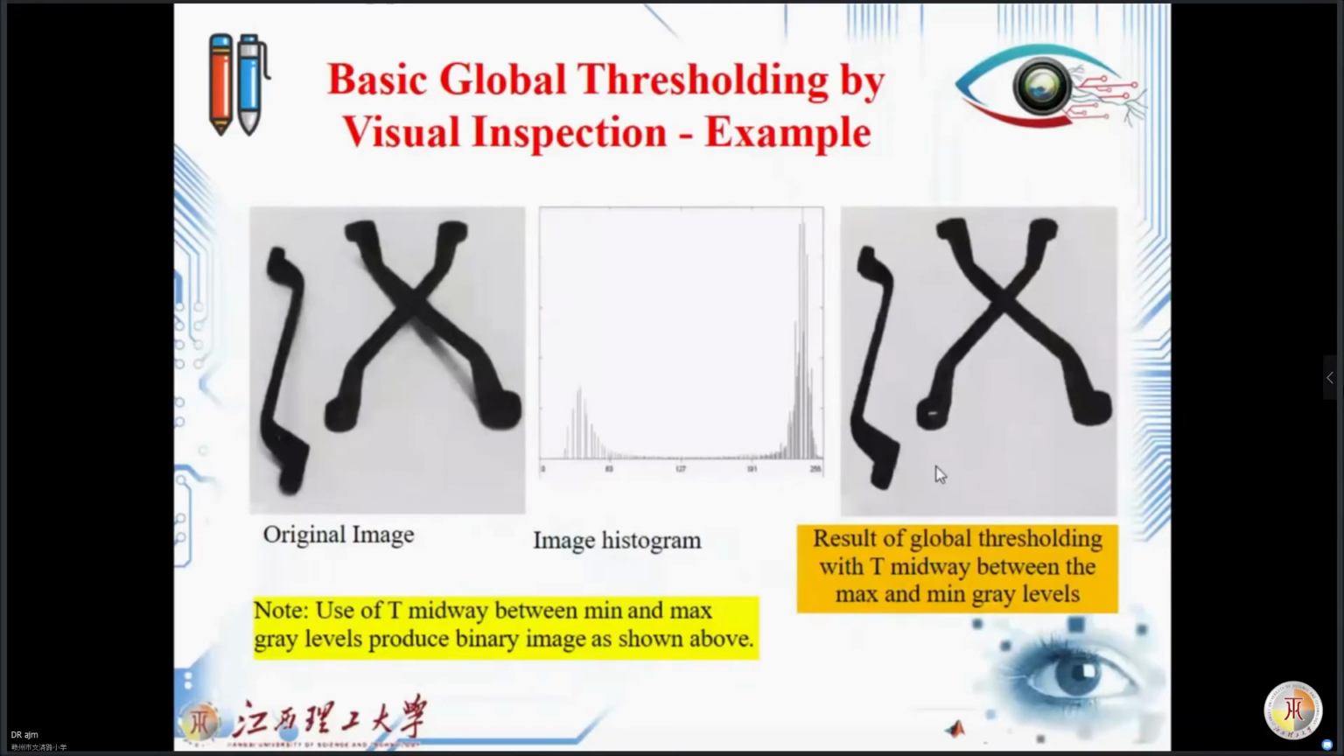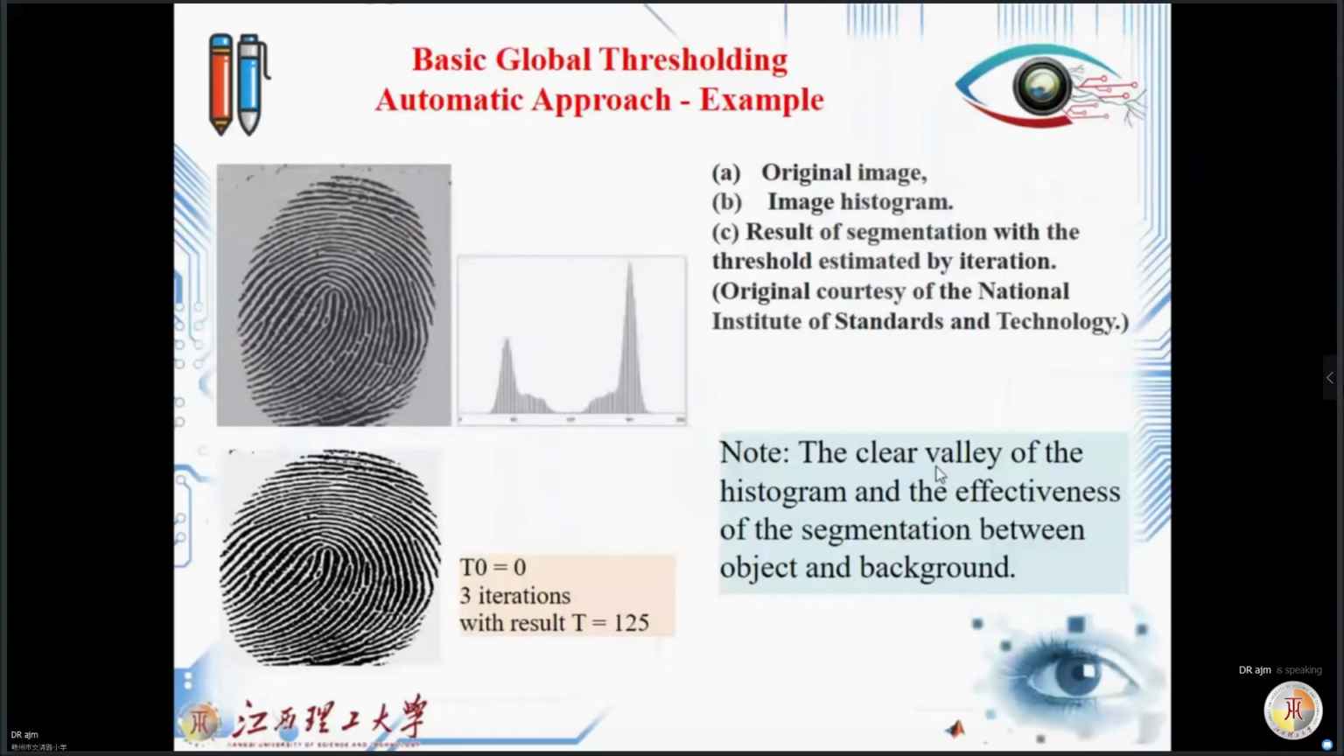Later, there is one more example of the automatic approach, which they use with the fingerprint. You will see the original image and histogram of this image, and the result of segmentation with the threshold estimated by iteration. You will see the clear valley of the histogram and the effectiveness of the segmentation between the object and background. Here we had T0 equal to 0. We followed 3 iterations and the resultant T was 125.